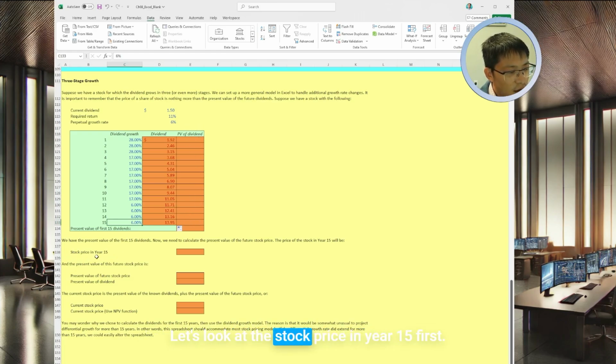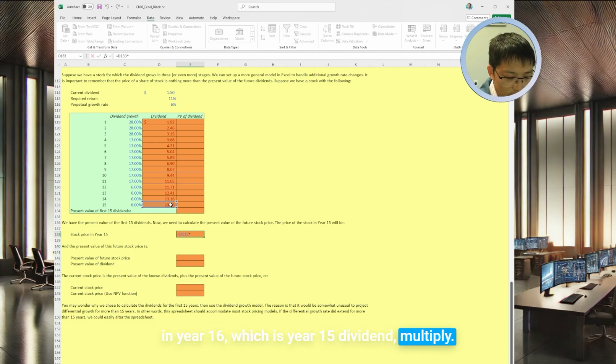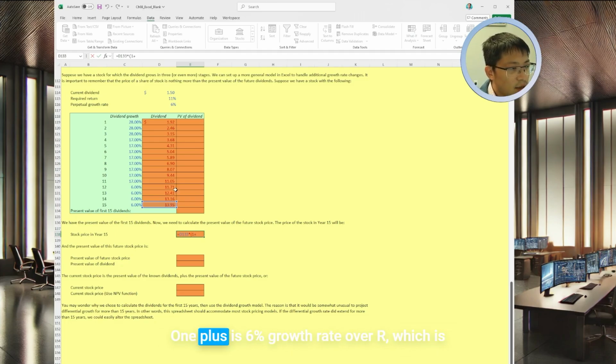Let's look at the stock price in year 15 first. We know the stock price in year 15 will be the dividend 16, which is the year 15 dividend multiplied by 1 plus this 6%, over 11% minus the growth, which is 6%. That is 295.6.